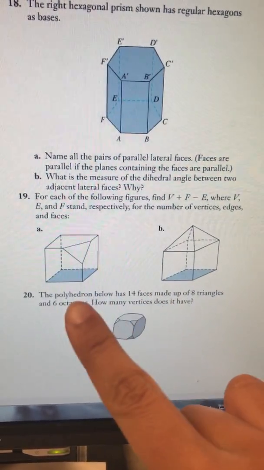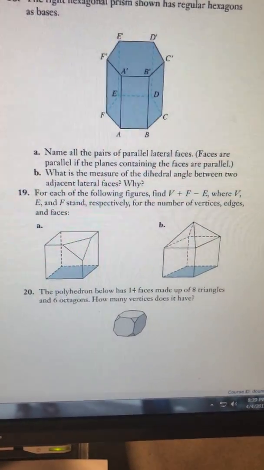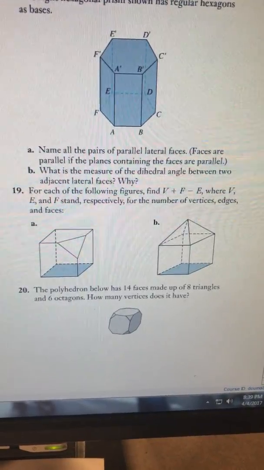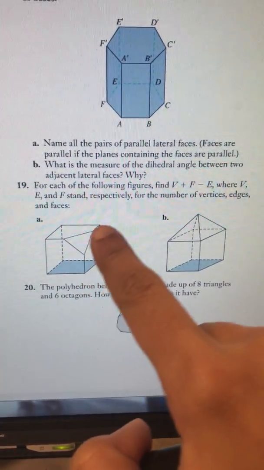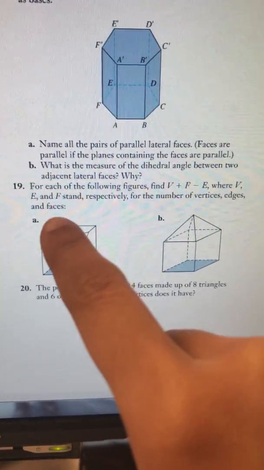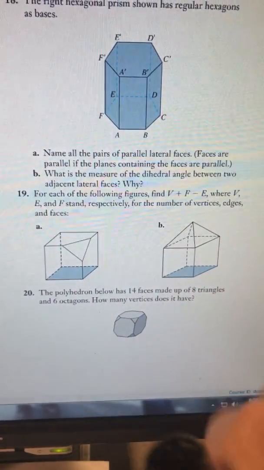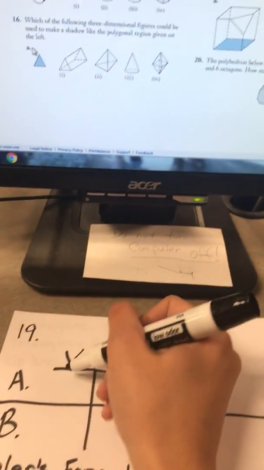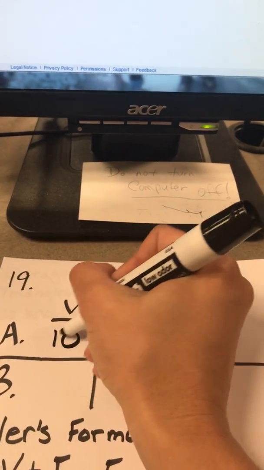Now looking at figure A, right there, we're going to first find the vertices, which are the points right where the lines connect, so the corner pieces, I like to say. If we count all of those out, we come to have 10. So I'm just going to write that down.